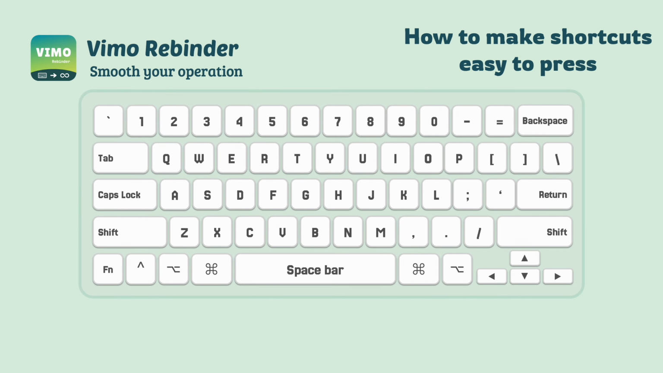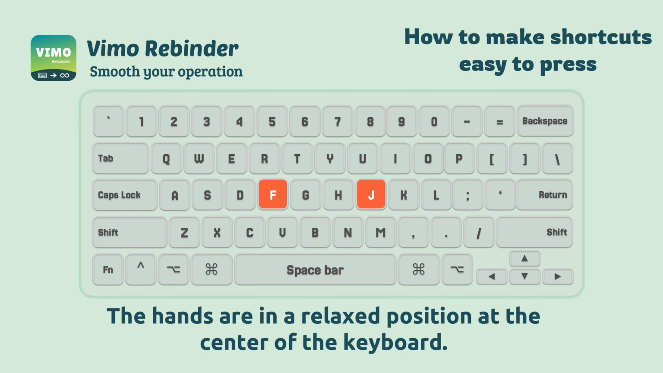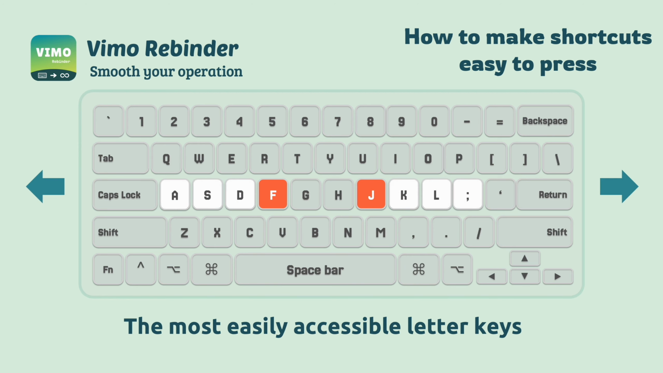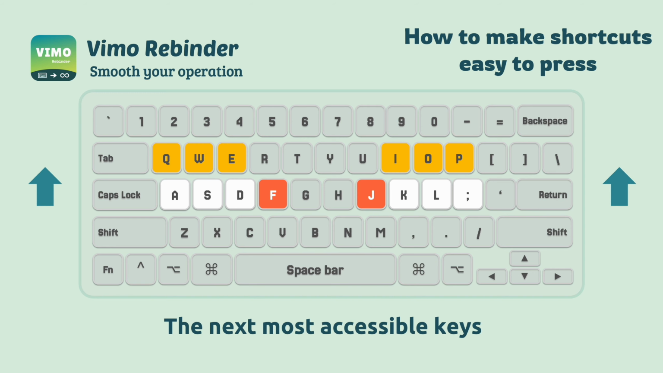Let's analyze it from the perspective of keyboard layout. The hands are in a relaxed position at the center of the keyboard. At this point, our index fingers rest on the letters F and J. The most easily accessible letter keys are those on the same row as F and J but towards the outer edges. Furthermore, without moving the index fingers, the next most accessible keys are located one row above and towards the outer edges. In these two areas, we can set up the primary commonly used rebind shortcuts.